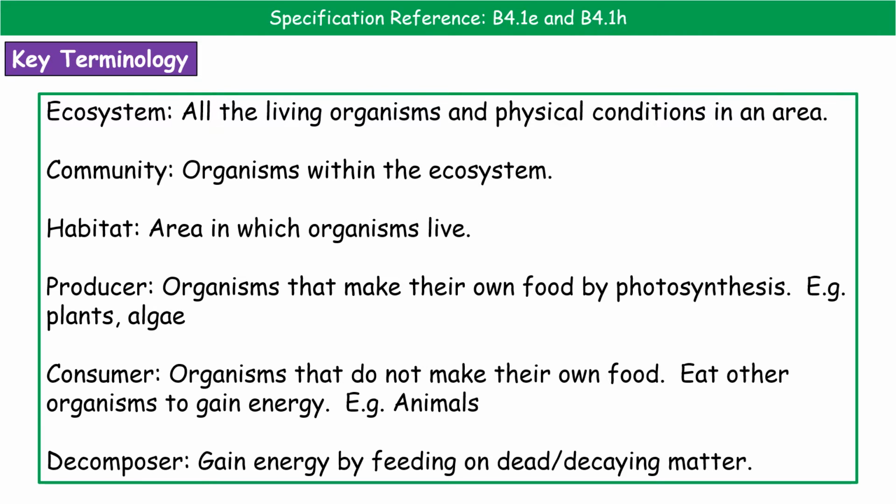Then we come on to a couple of words that link into our food chains work. Producers, these are organisms that make their own food by photosynthesis, plants, algae, etc. And then our consumers, these are organisms that do not make their own food. They have to eat other organisms to gain the energy they need to survive. And pretty much any animal you want to pick is an example of a consumer. The last word on there, decomposer, is just the type of organism that's going to gain its energy by feeding on either dead or decaying matter.